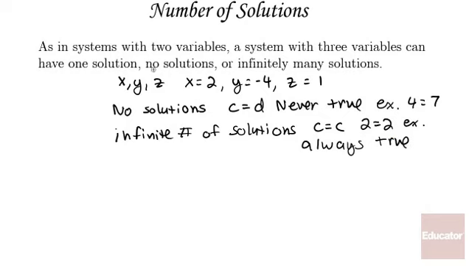So typically you'll get one solution, a value for x, y, and z that is the set of values that makes the equations true, that satisfies the equations. You may end up, though, with no solutions, or an infinite number of solutions for the system of equations.